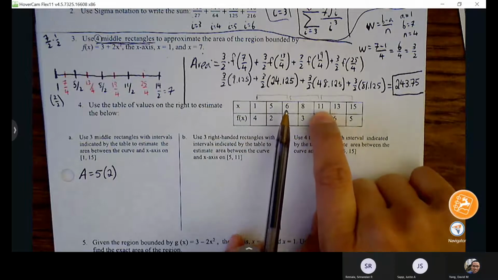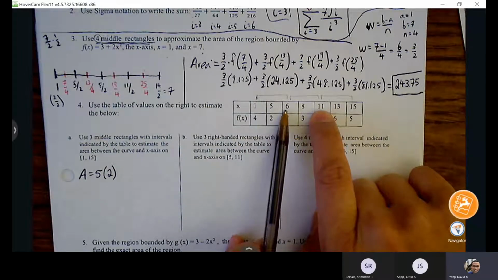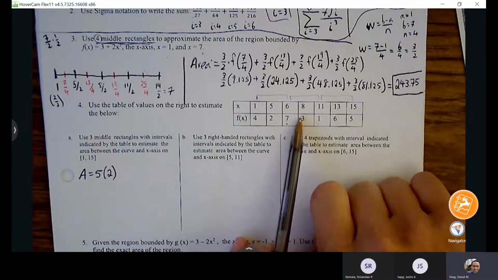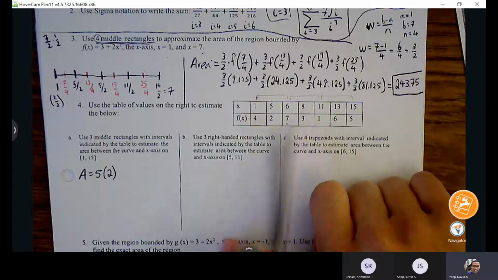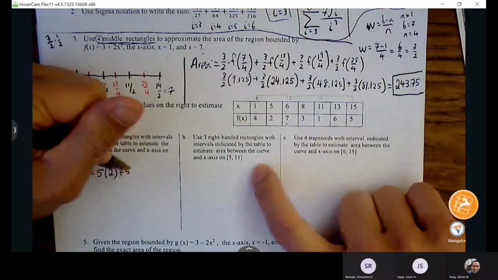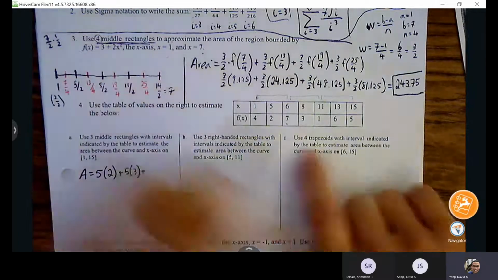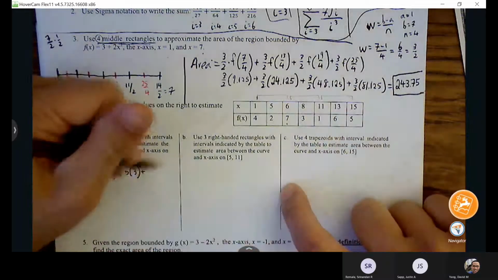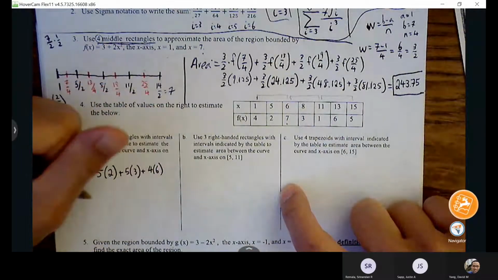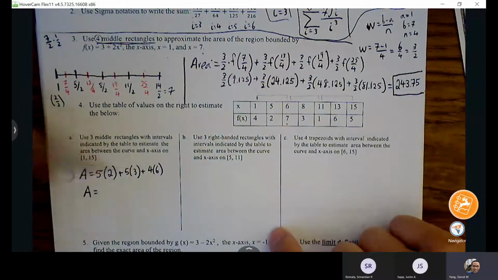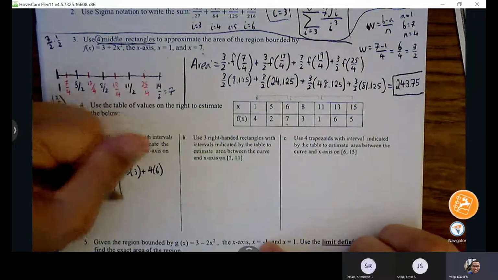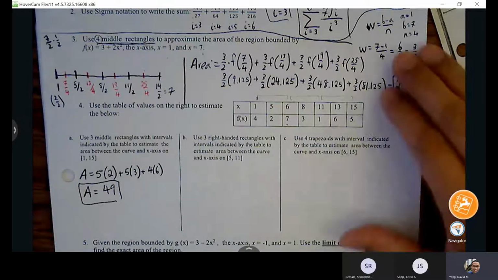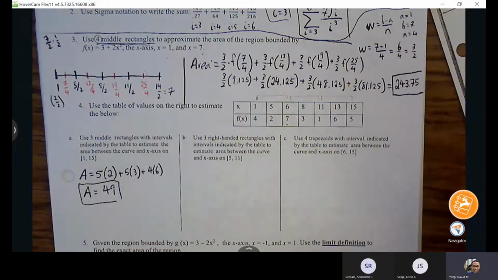Okay, second rectangle. 11 minus 6, that's a distance of 5, that's your width. And then the height comes from that y value there. So 5 times 3. And then finally, 11 minus 5 is 4, 4 times 6. 10 plus 15 plus 24, 49. Okay, questions there for part A?